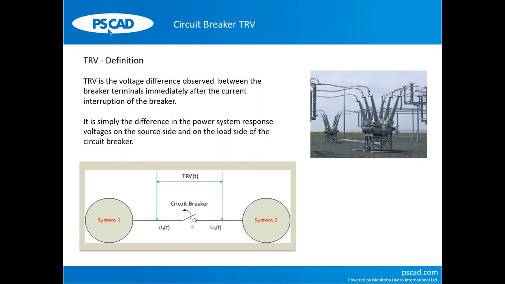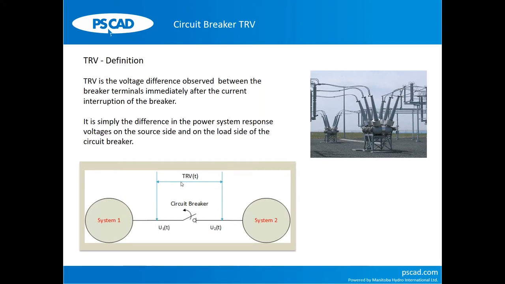So during the period when the breaker is closed, or when there is an arc flowing through the breaker, obviously the voltage across the breaker is zero because it's a short, right? But once the breaker interrupts the current, typically we assume that the breaker interrupts a current when the current reaches a natural zero, a zero crossing, then a voltage will develop across the breaker poles.